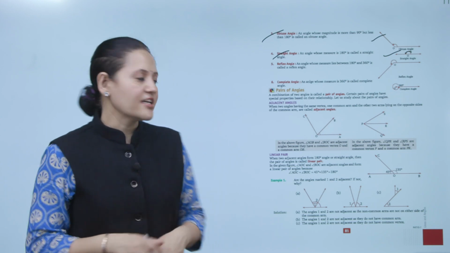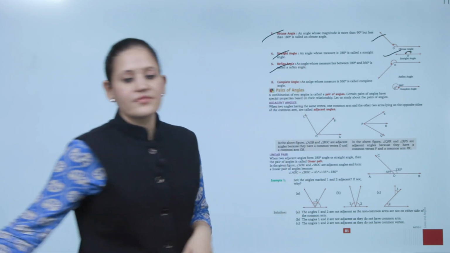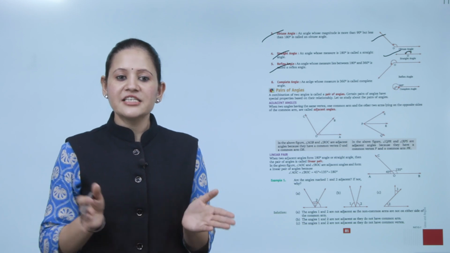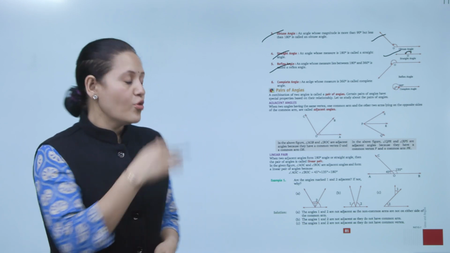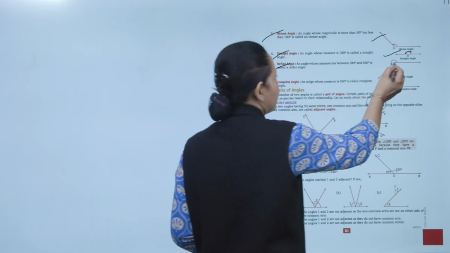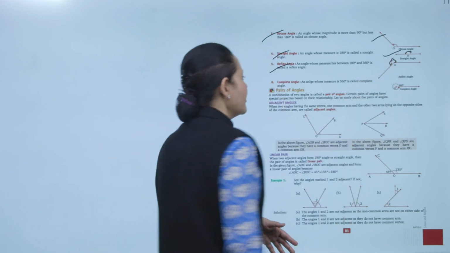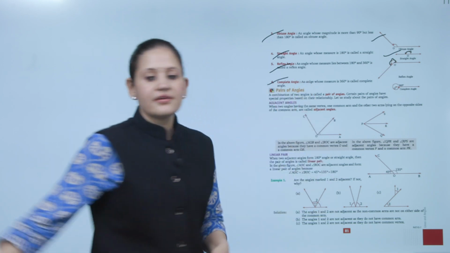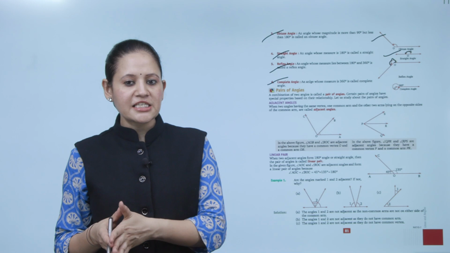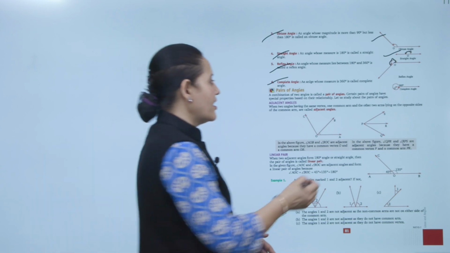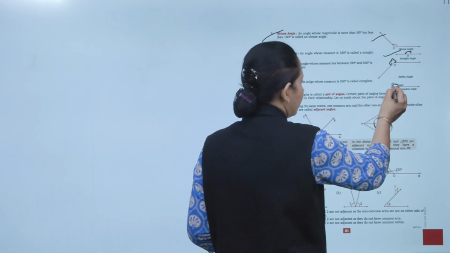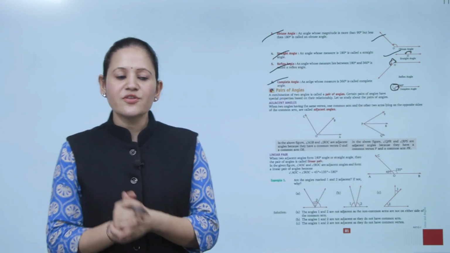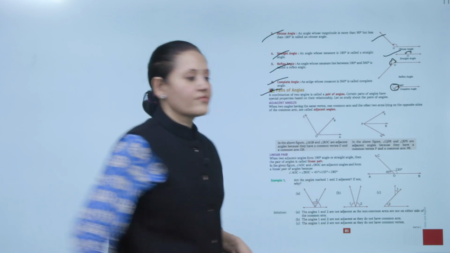Next is reflex angle. An angle whose measure lies between 180 degree and 360 degree is called reflex angle. More than 180 degree but less than 360 degree, that is called the reflex angle. Next is complete angle. An angle whose measure is 360 degree is called complete angle. An angle around a point that is 360 degree, that is a complete angle. Next is pairs of angle.